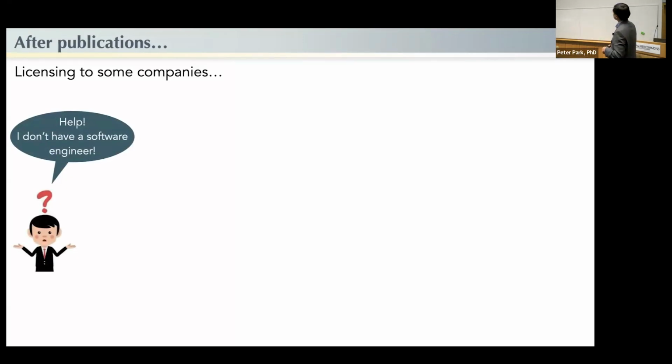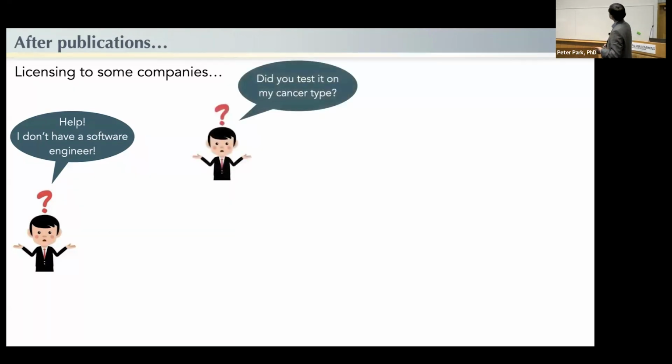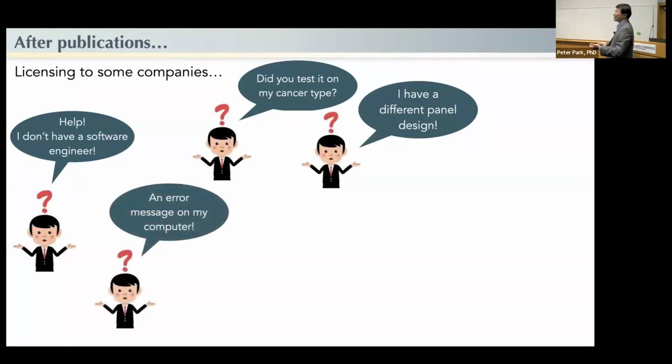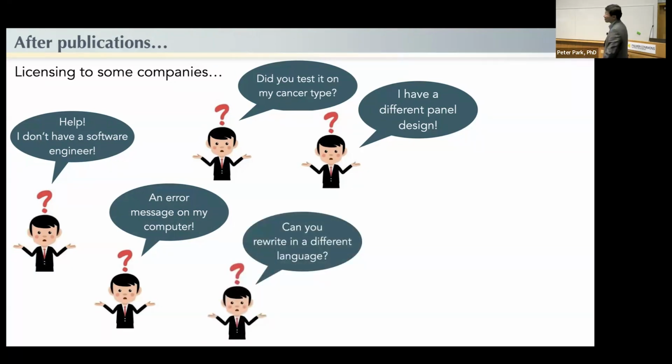Why was it difficult? They'll say, oh, Peter, that's great. I read this paper. It looks like it's applicable, but I don't have a software engineer. Can you help? Did you test it on my cancer type? I have a different panel. Can you optimize for my panel? Hey, I get an error message. Can you help? Usually it's not related to my algorithm. It's something about their system, right? They don't know what to do because they don't have a team that can work on this. Can you rewrite it in a different language? Whatever, right? All sorts of things.